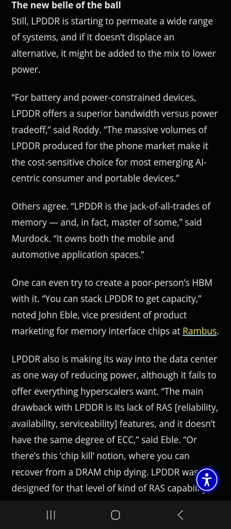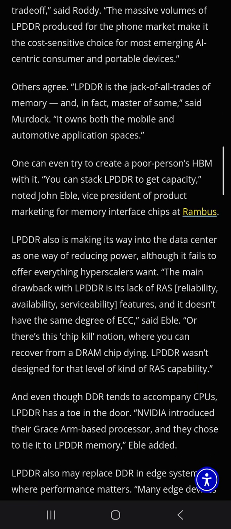Others agree. LPDDR is the jack of all trades of memory, and in fact master of some, said Moda. It owns both the mobile and automotive application spaces. One can even try to create a poor person's HBM with it.